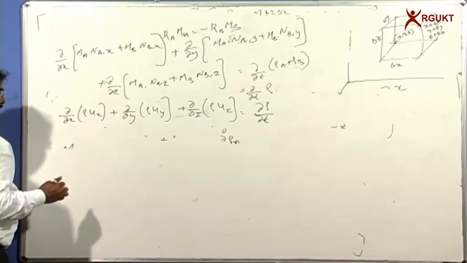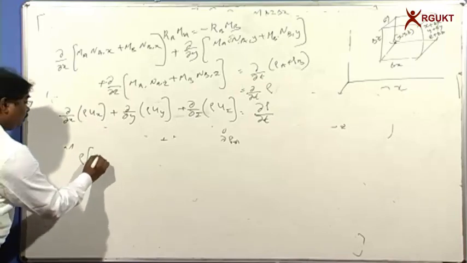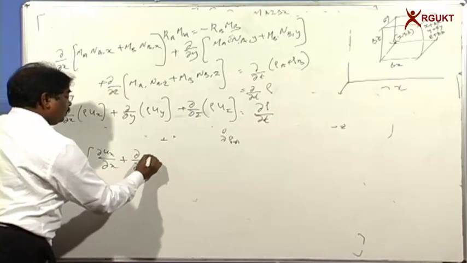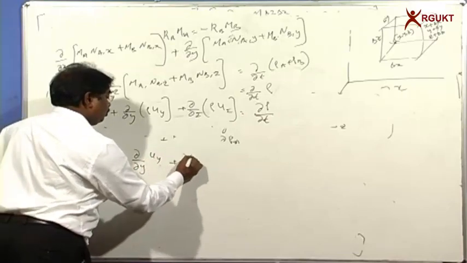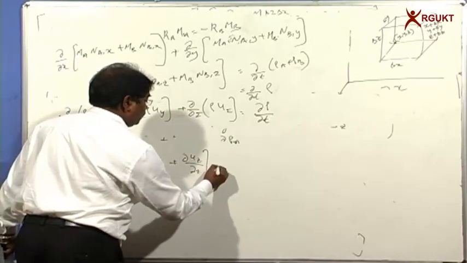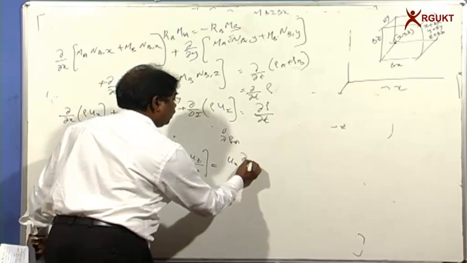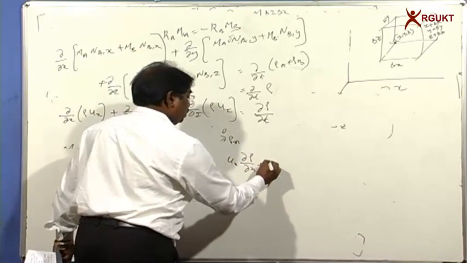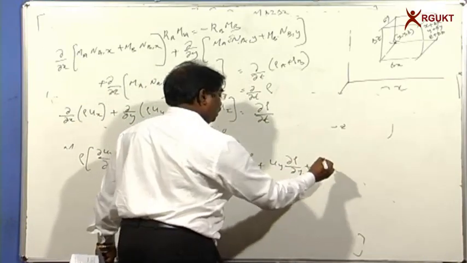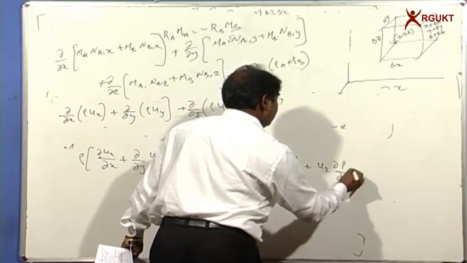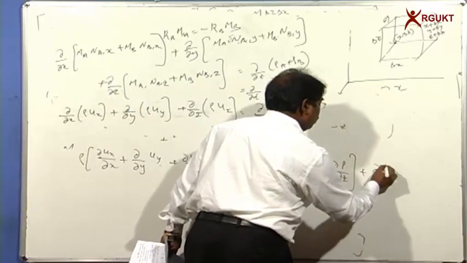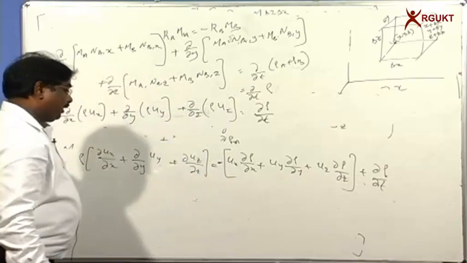it is going to become ρ into (∂u_x/∂x plus ∂u_y/∂y plus ∂u_z/∂z) is equal to negative of (u_x ∂ρ/∂x plus u_y ∂ρ/∂y plus u_z ∂ρ/∂z) plus ∂ρ/∂t. This is what we call the equation of continuity.